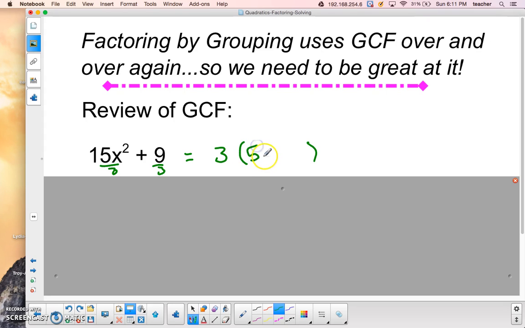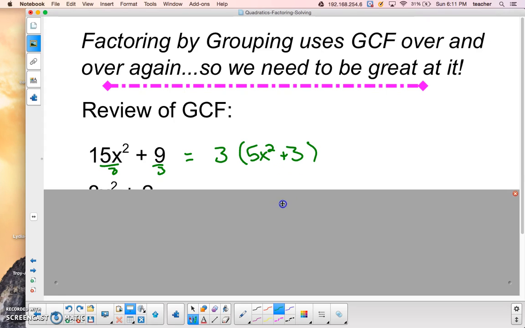In the parentheses, we end up with 5x squared plus 3. You should notice that to check this, you can always distribute this 3 back to everything in the parentheses. 3 times 5x squared is 15x squared. And 3 times 3 is positive 9. That should always work, and if it doesn't, it indicates that you did something incorrectly.